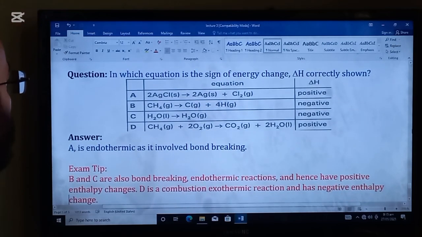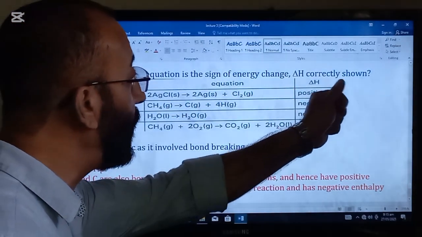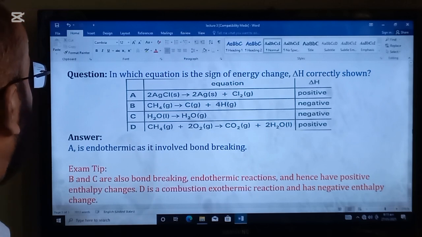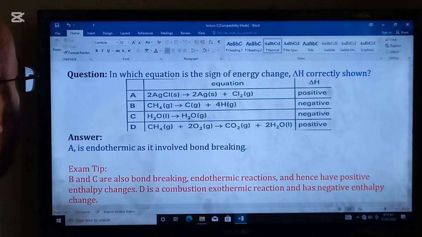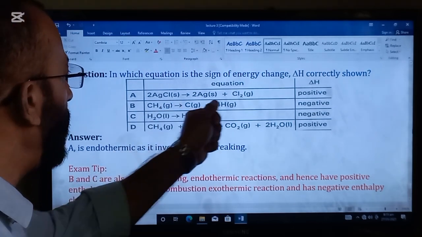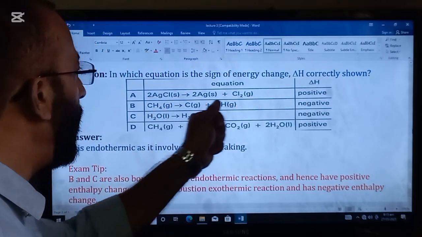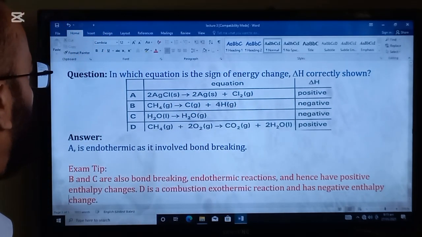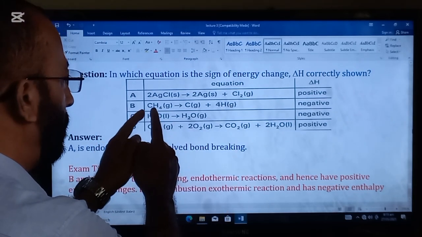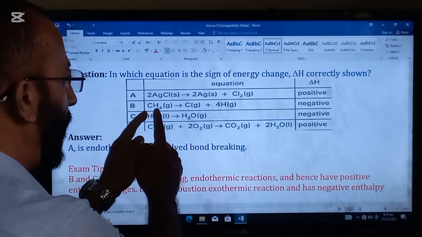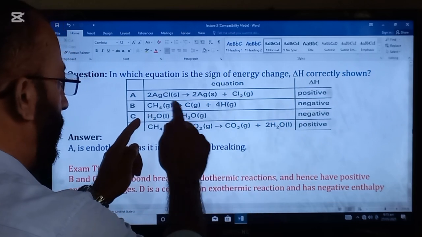Another question is here. In which equation is the sign of the energy change delta H correctly shown? So the answer is A part, because A is bond breaking reaction, so it will have a positive sign because it is an endothermic reaction. B part is also endothermic because this is also a bond breaking reaction. It should have a positive sign, but here is a wrong sign given. So this will be discarded.